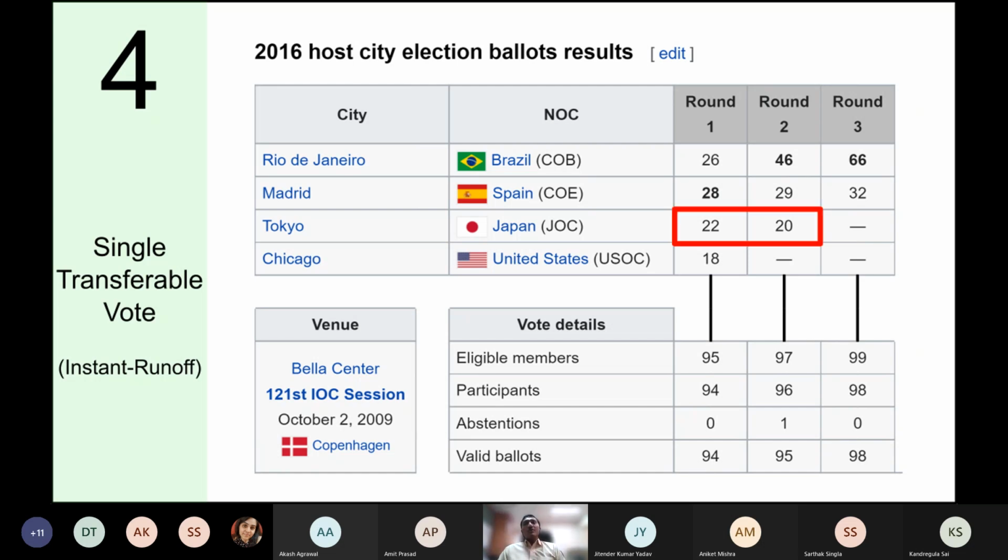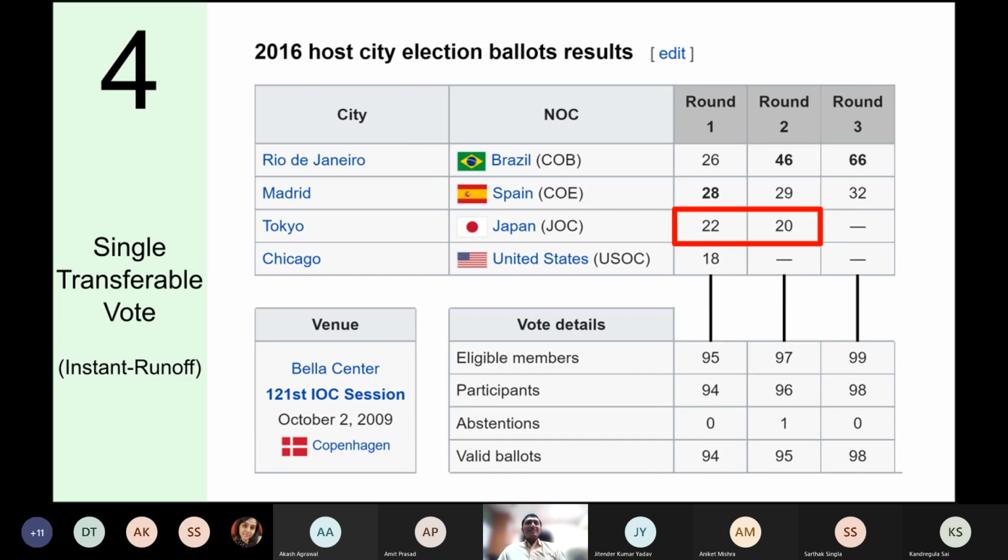But what I want to draw your attention to is these 2 numbers here. In the first round, there were 22 voters whose top choice was Tokyo. In the second round, Tokyo was still there, right? So the number of voters whose top choice is Tokyo should only weakly increase, but mysteriously that number went down.